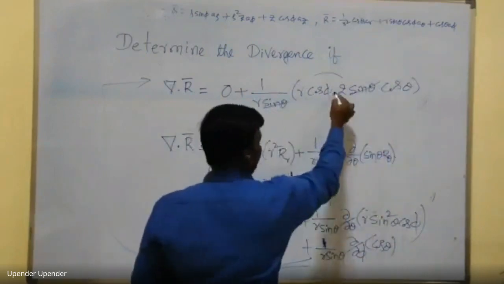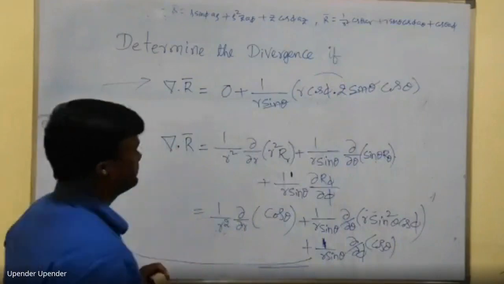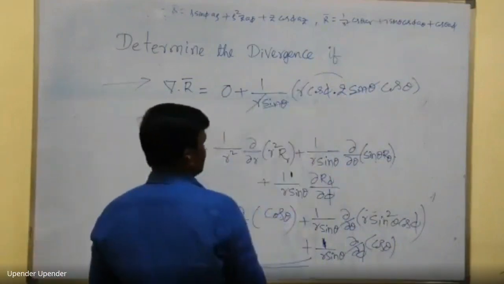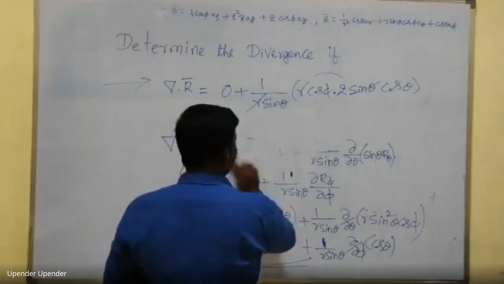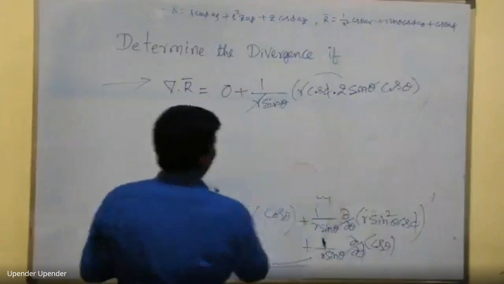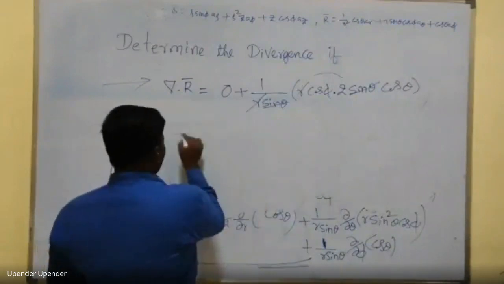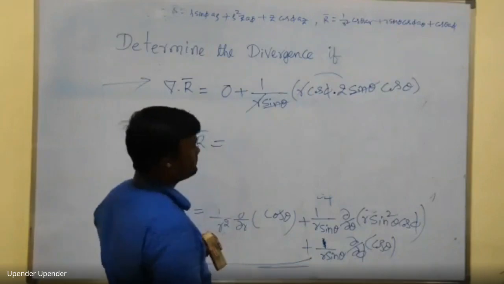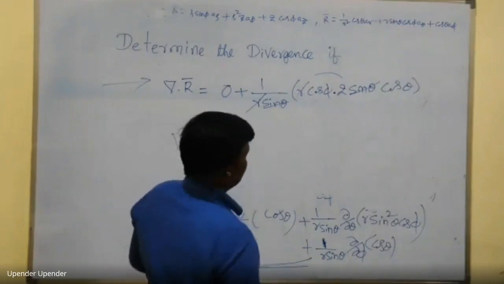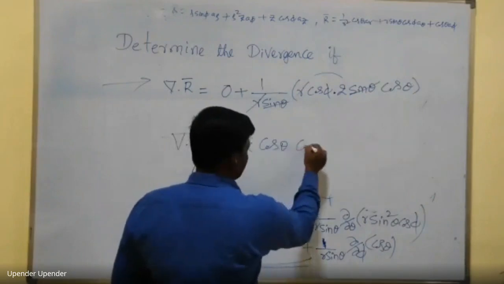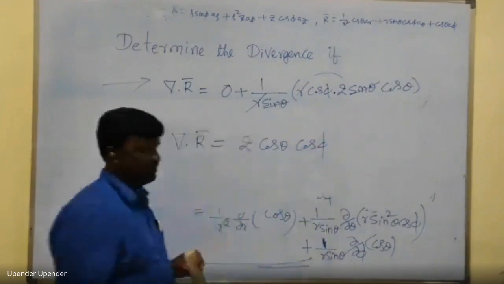Here this sin theta cancelled out. And what about the remaining part? The R also cancelled, leaving R only. Then the resultant one is given by del dot R bar is equal to 2 cos theta cos phi.